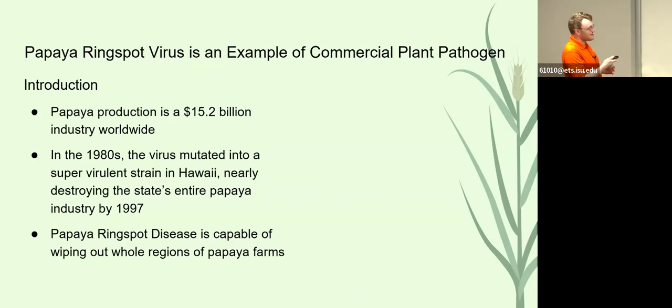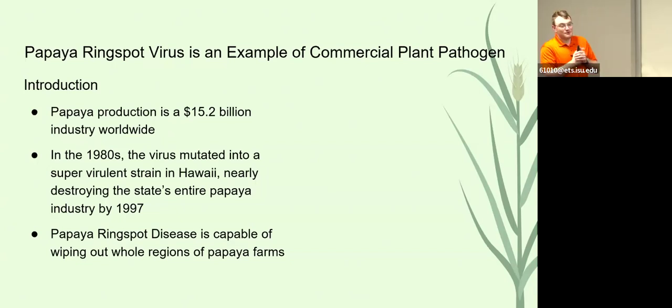And by the mid-1990s, it had basically wiped out the papaya industry in Hawaii. There was one valley, I think it was on Oahu, that didn't have the virus. And so that's where the entire papaya industry in Hawaii was. And then the virus got into the valley.